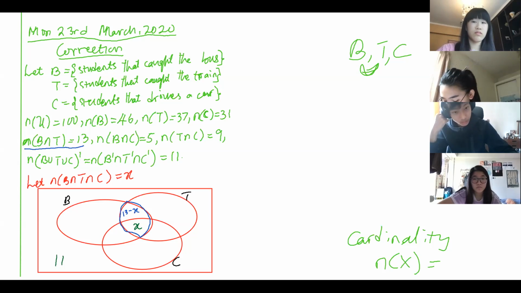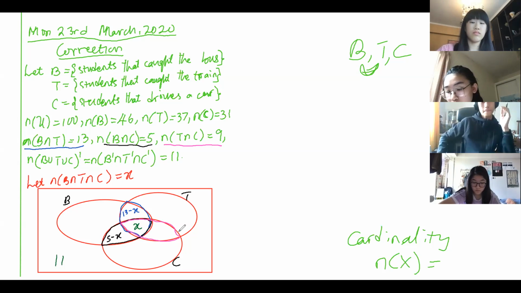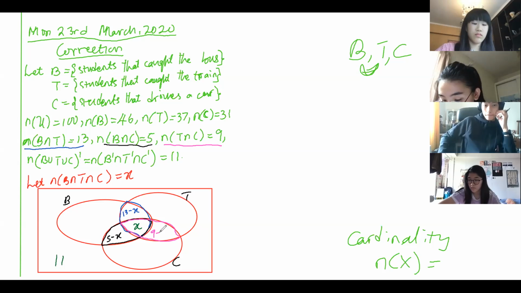Then for this next, let's look at B intersect C, which is this one. So this will be 5 minus X, because everything here is given in the question, that's 5. And also, we know that T intersect C is 9. So T intersect C is everything here. Then this will be 9 minus X.